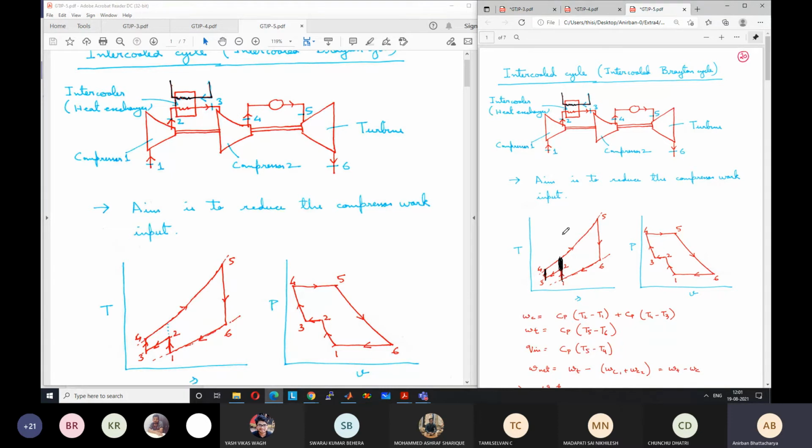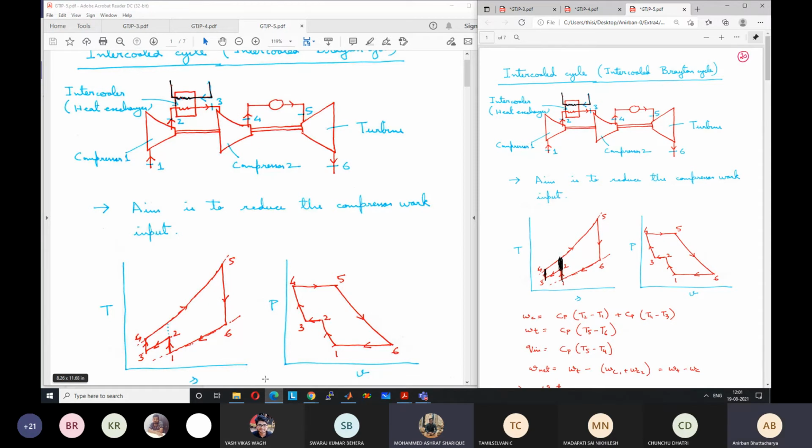So now can you say which will be more effective in increasing the work output? Just intuitively or using common sense, will reheating be more effective or intercooling for increasing the net work output? Reheating. Correct. Why? Sir, less work will be decreased in the case of the compressor, but in the case of the turbine, work will be increased a lot more.